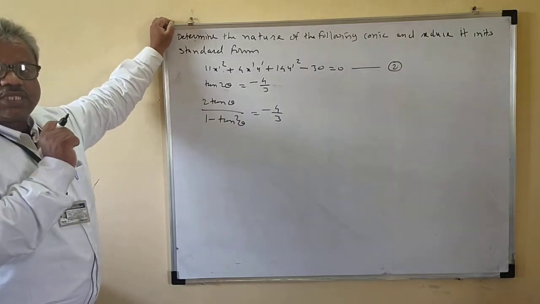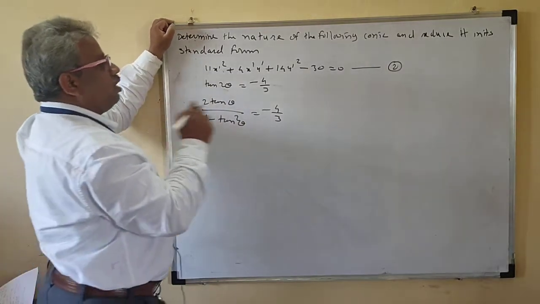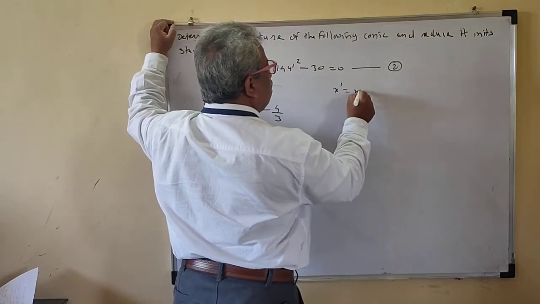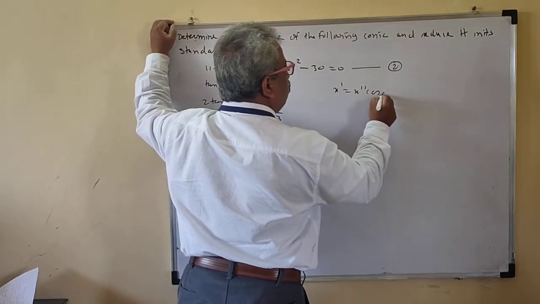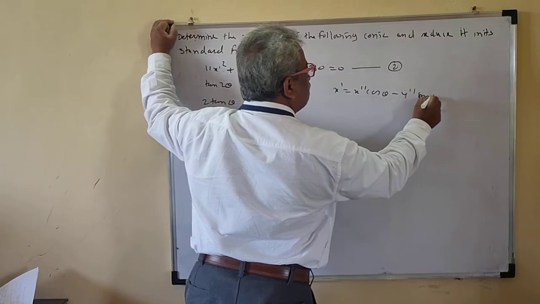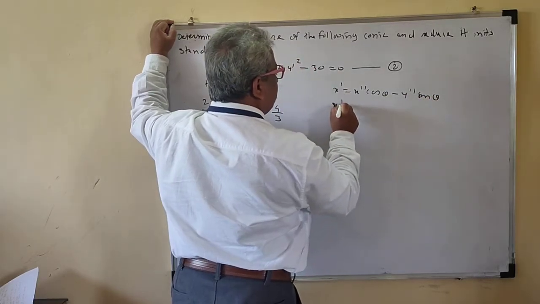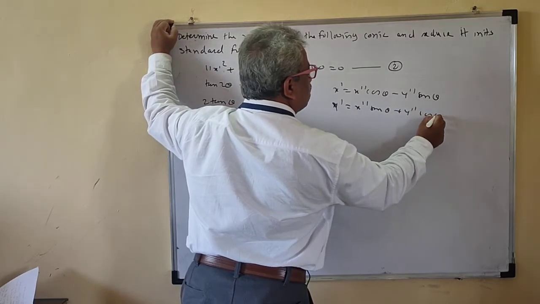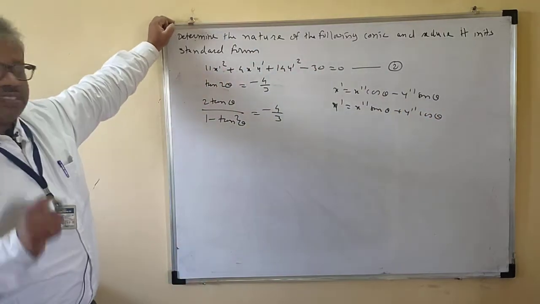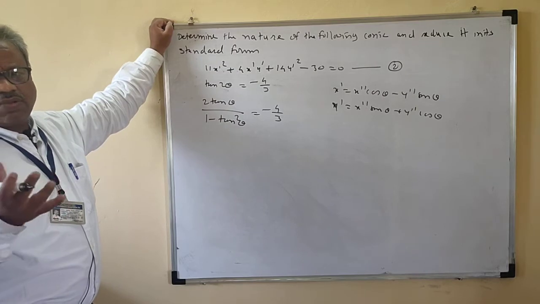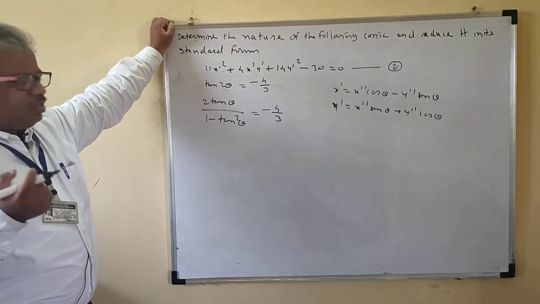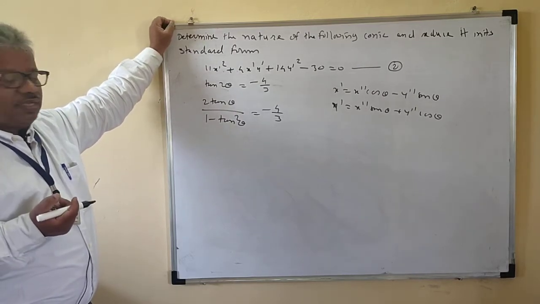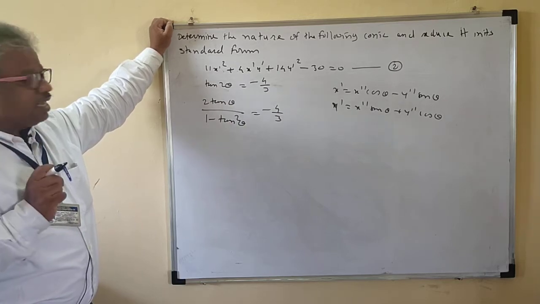We want the value of sin theta and cos theta, because our equations are x prime is equal to x double prime cos theta minus y double prime sin theta, and y prime is equal to x double prime sin theta plus y double prime cos theta. These are our equations. In these equations, we need the sin theta and cos theta. The value of theta itself we don't need.